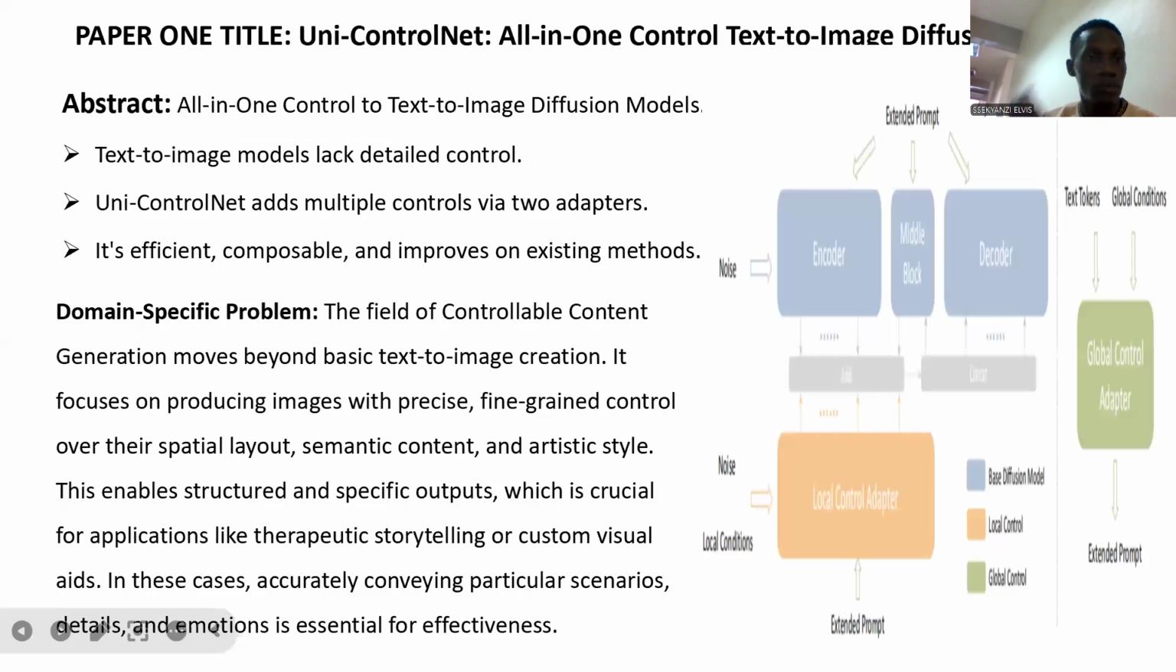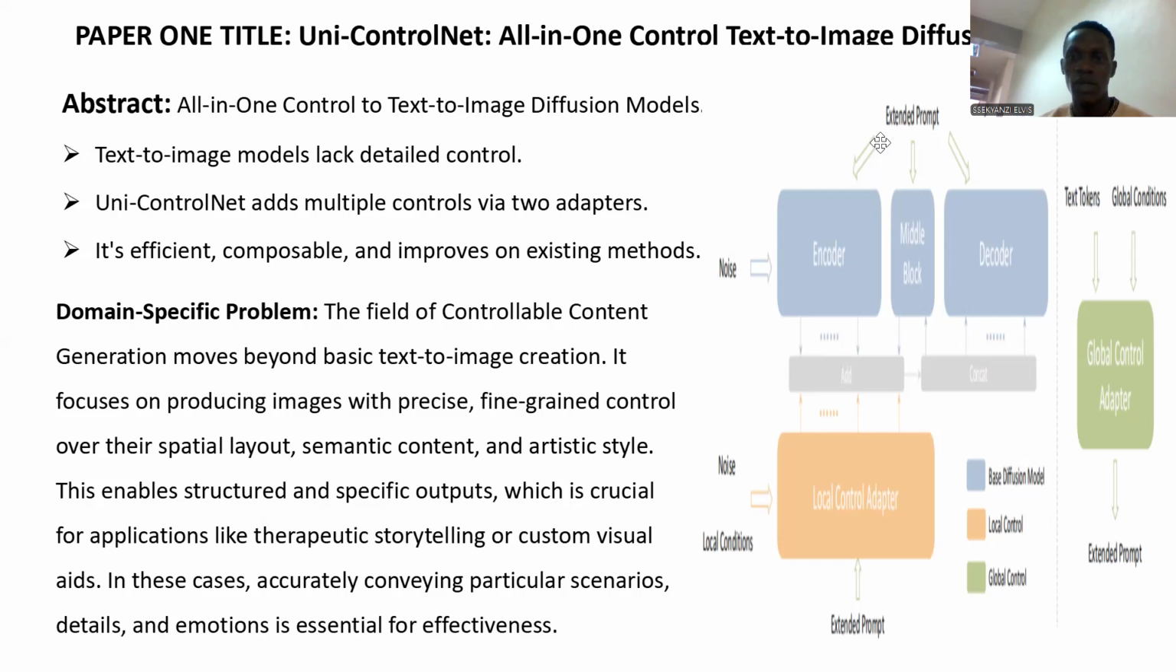Paper one, the ControlNet all-in-one control text-image diffusion model. This is a text-to-image model. The existing text-to-image models lacked detailed control, and this ControlNet adds multi-control via two adapters, and it's efficient, composable, and improves on the existing models.